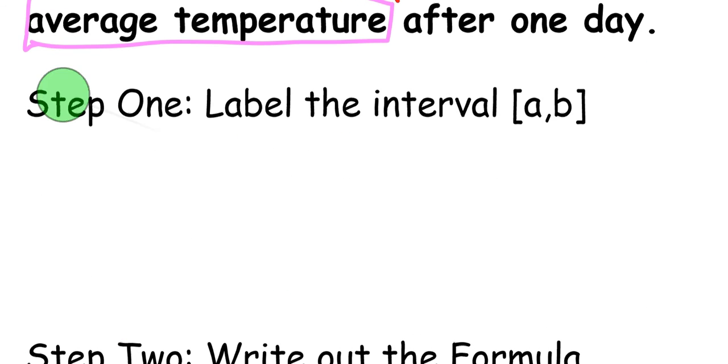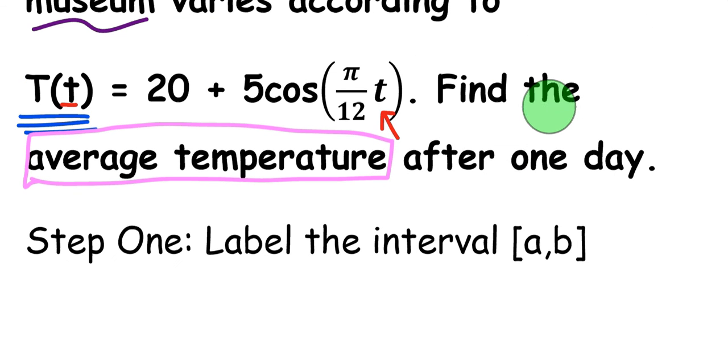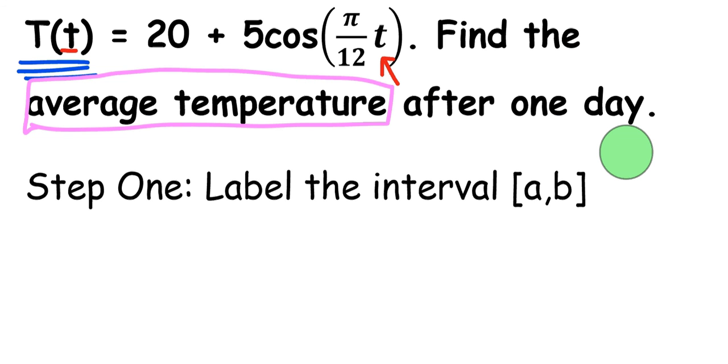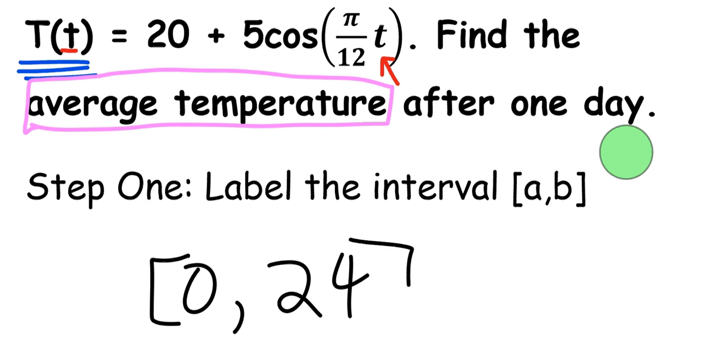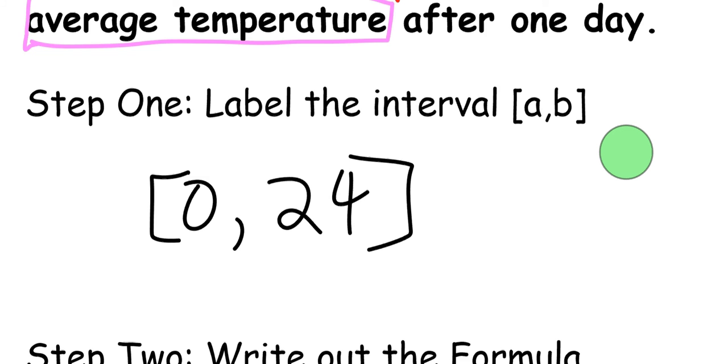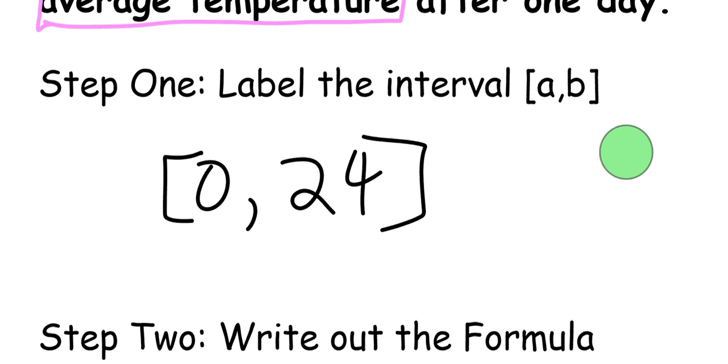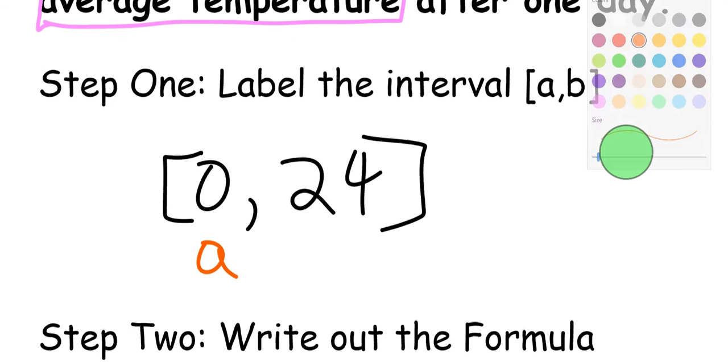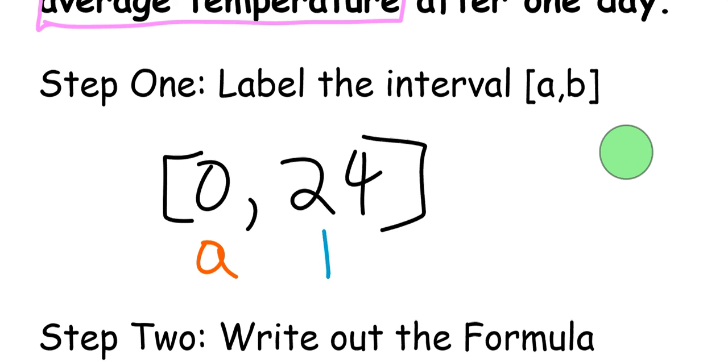So the first thing we're going to do, just like in the last example, follow step 1: label the interval a to b. It says after 1 day, so this is actually pretty simple. We're going to start at time t equals 0, so 0 hours, and there are 24 hours in a day. So we're going from 0 to 24. Therefore my a is equal to 0, and my b value is equal to 24.